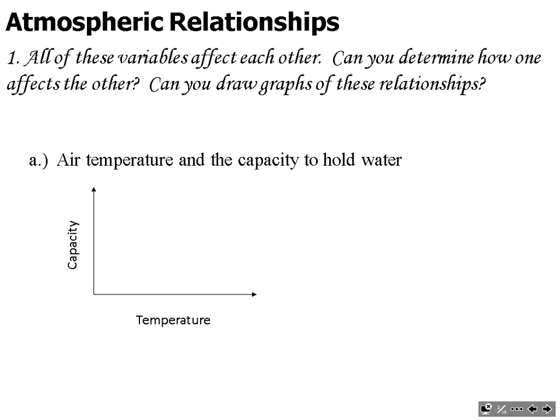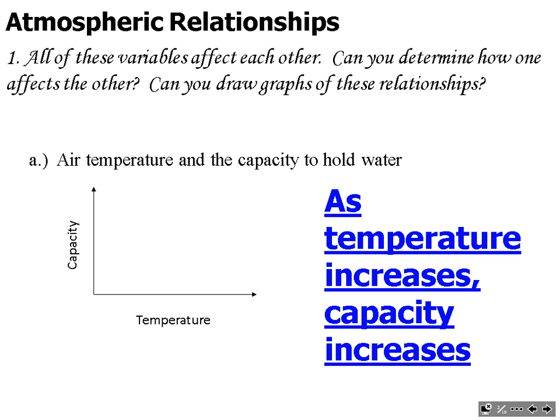Remember, as temperature increases, the capacity to hold water increases. Capacity just means the ability to hold it. It doesn't mean that that is the amount of moisture. It just means its ability to hold moisture increases. So you need to make sure you write that relationship down next to your graph, and then we're going to draw what it would look like on the graph.